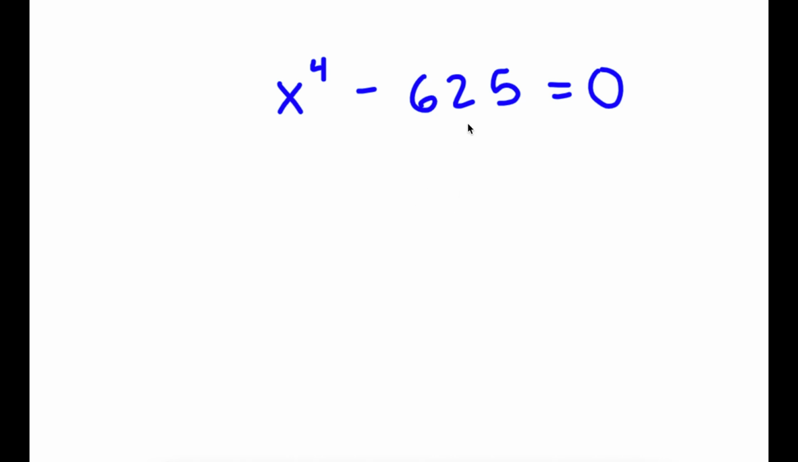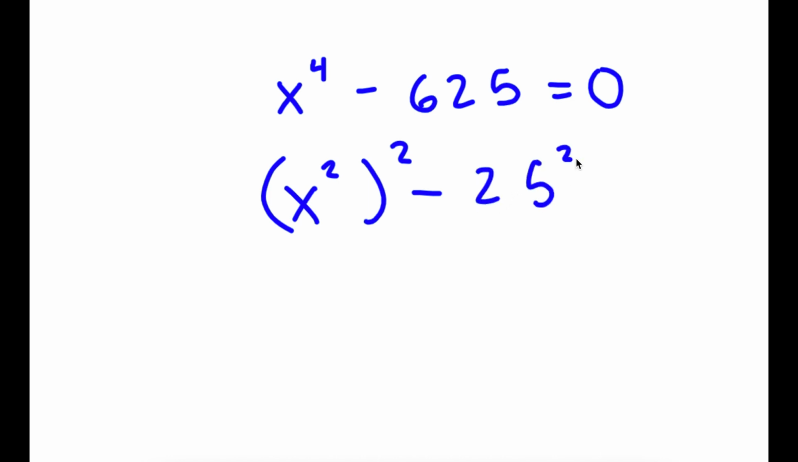Alright, so in this problem, I have x to the power 4 minus 625 is equal to 0. So to solve this, I'm going to first start by rewriting x to the power 4 here as x squared to the power of 2, and rewriting 625 as 25 squared.